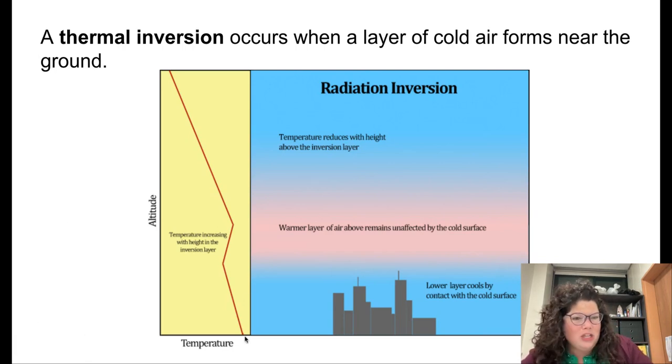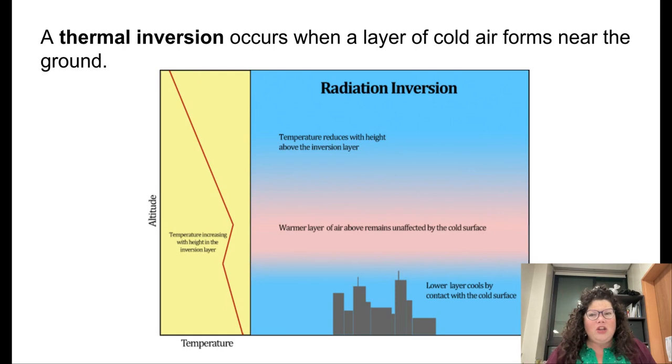You can also see the temperature. Our temperature, as expected, would decrease, but then it actually increases due to that warm layer that is above, and then it starts to decrease again. And thermal inversion is whenever we have this warm layer that's capping this colder layer underneath.